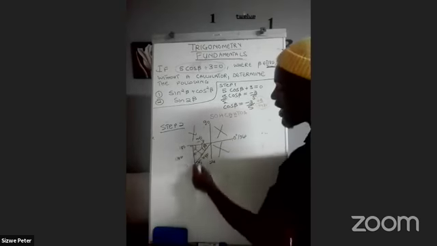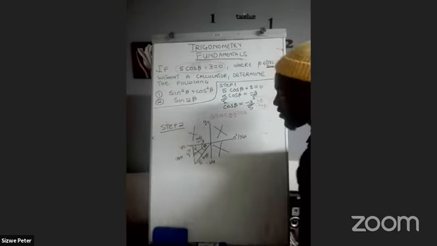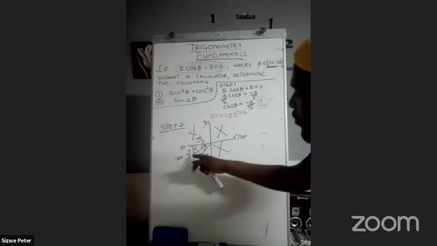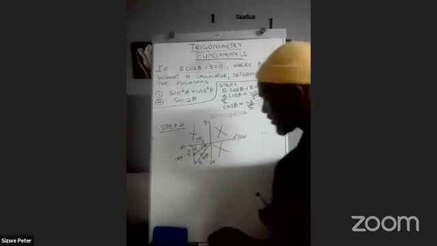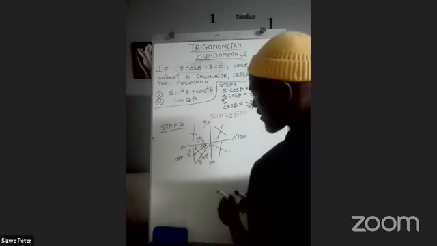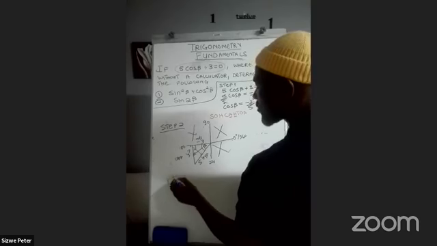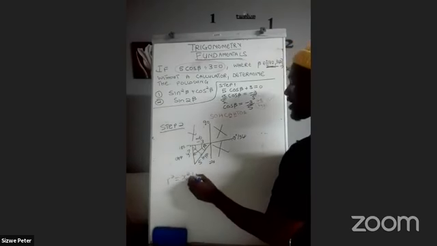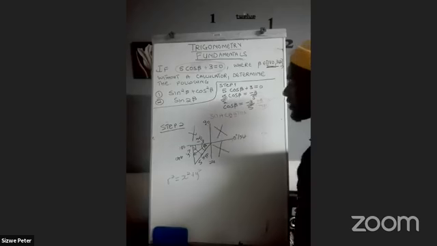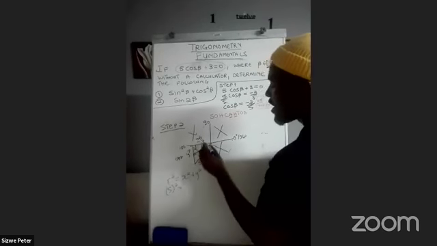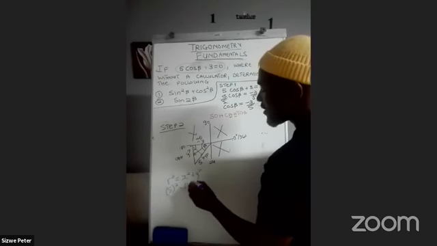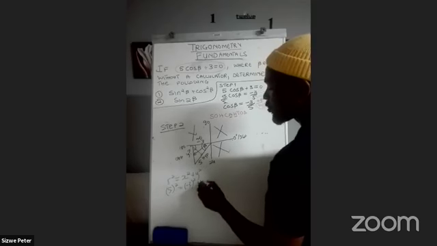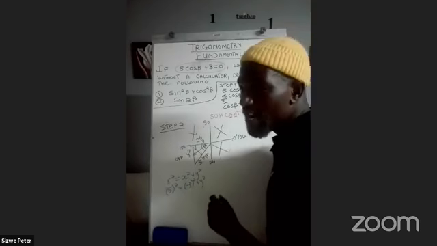Then I don't know this y. I need this y value. Step 3, you use Pythagoras to find it. R squared is equal to x squared plus y squared. R is 5 squared, x is minus 3 squared, plus y squared. You want y, so you must find y squared first.